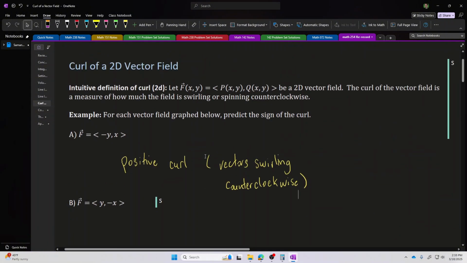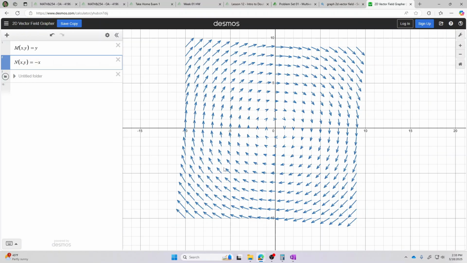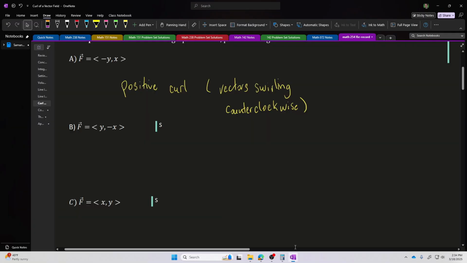Now, by contrast, suppose that I went into the vector field and made each of those components opposite what they were before. I can see that that reverses the direction of the spin. Now the vectors are spinning in the negative direction, clockwise around the origin. Because the vectors are spinning in the negative direction, spinning in some sense backward, we would say that this vector field has negative curl.